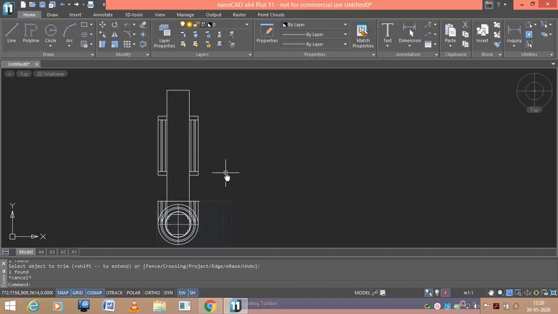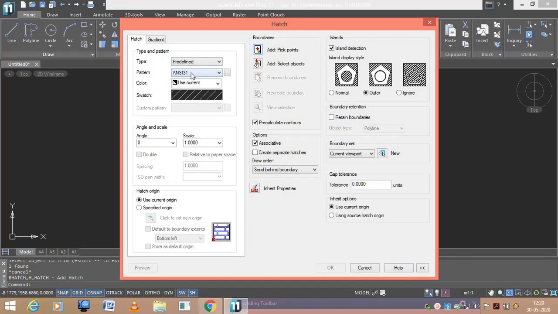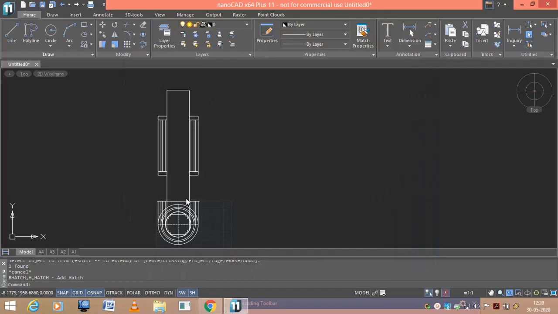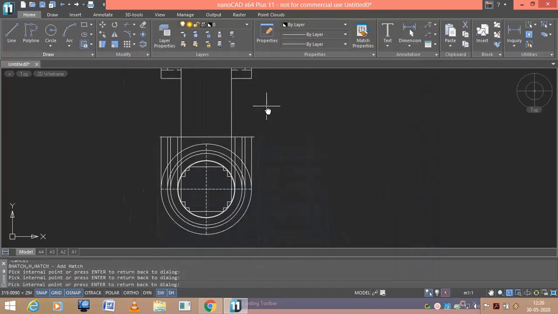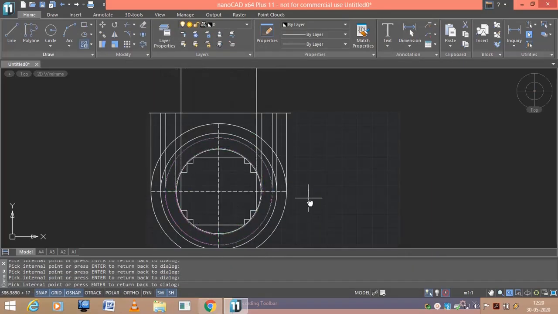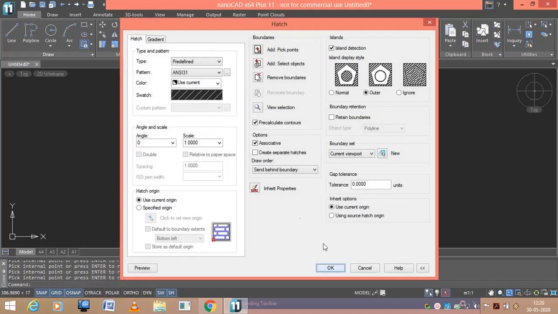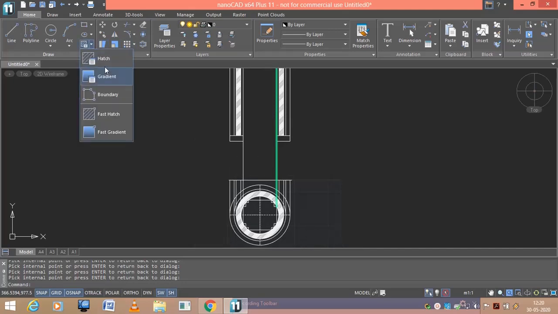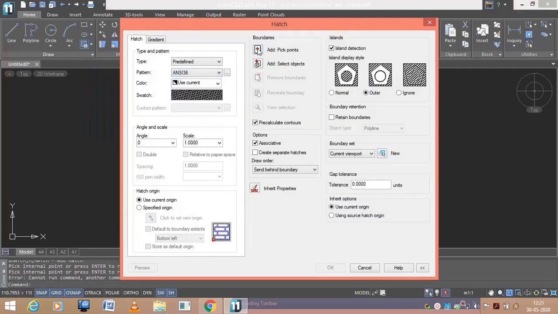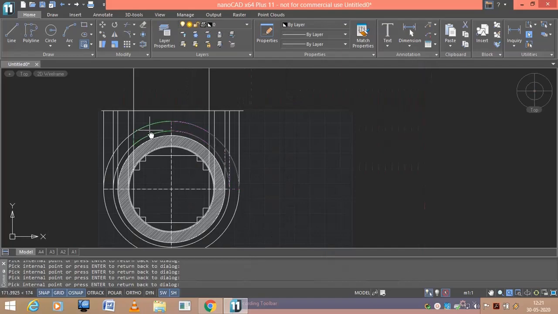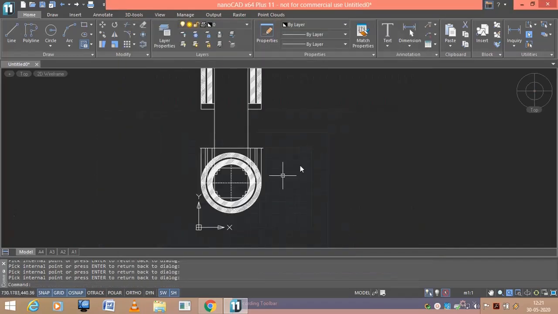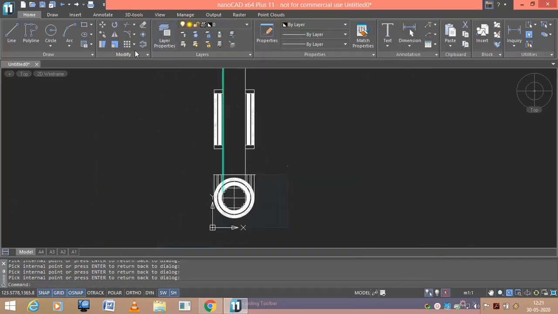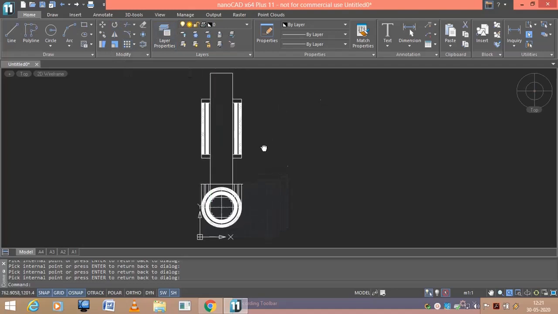Before going with copy and paste, let me hatch this. Go for hatch. Use different patterns for LV and HV. This is the LV elevation, and this portion is the LV sectional plan. So this is for LV winding, and then HV. So this is the complete sectional plan and elevation of a single limb.